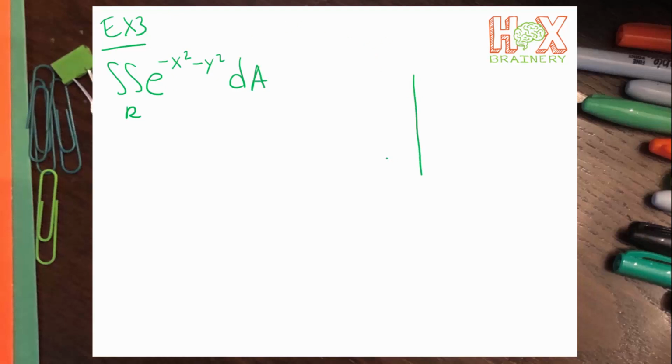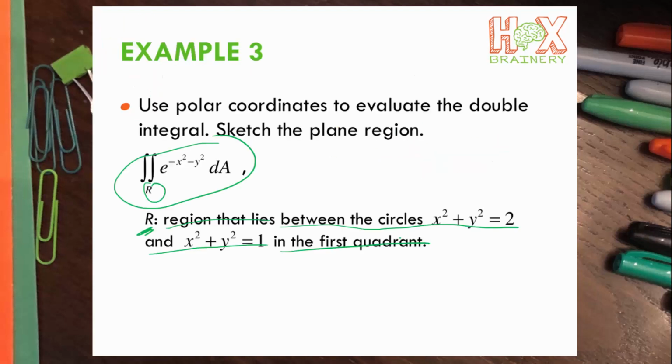Copy the stuff over. All right, so example 3. We're going over region R. We've got e to the negative x squared minus y squared dA. R here is supposed to be between two curves, two circles.